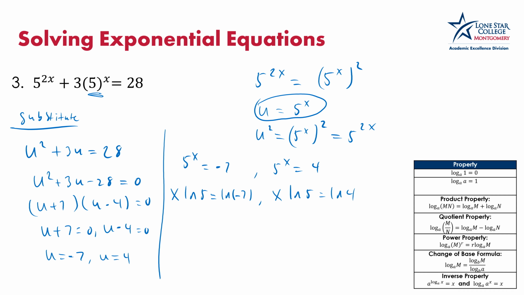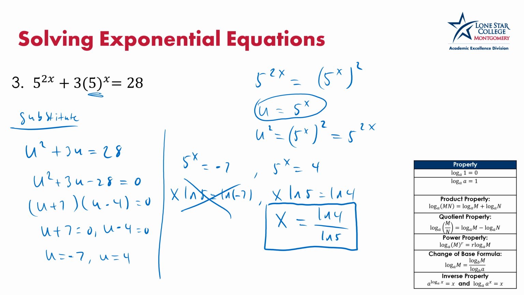equals ln of 4. However, on the first equation on the left here, we can't take an ln of negative 7. You can't take a natural log of a negative number. So we actually don't include that equation at all. We just focus on the right equation here. So x ln of 5 equals ln 4. To get x by itself, we divide both sides by ln of 5. So x equals ln of 4 divided by ln of 5, and that would be our only solution.